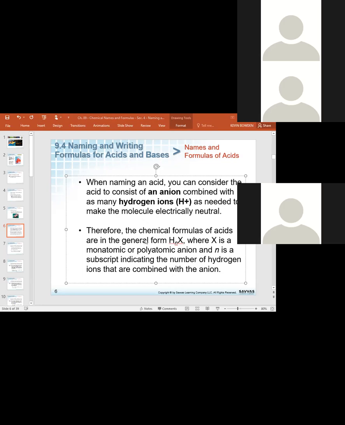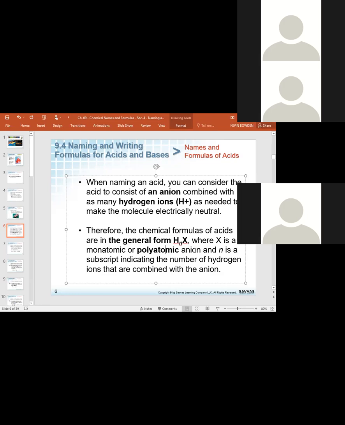So the formula, the general form, HnX. X is an anion, and very often it is a halogen, in group 17. But a lot of times it's some of the other nonmetals. Very, very often it is polyatomic, and all those polyatomic ions come in to help us with the acids here.